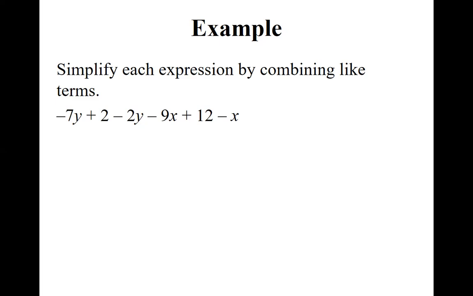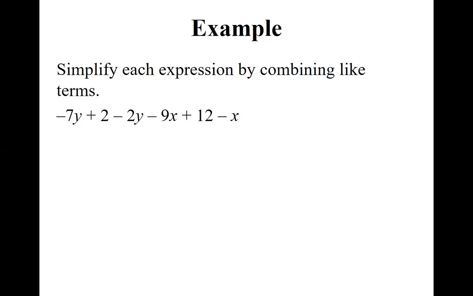-7y plus 2 minus 2y minus 9x plus 12 minus x. They're getting larger. They're getting more complicated. There's more to do. We see that we have some y's, we have some x's, we have some constants, and we need to combine the y's. We need to combine the x's. We need to combine the constants.